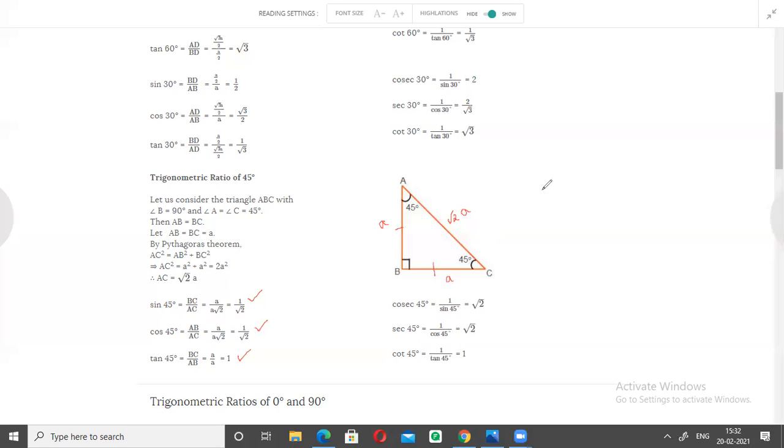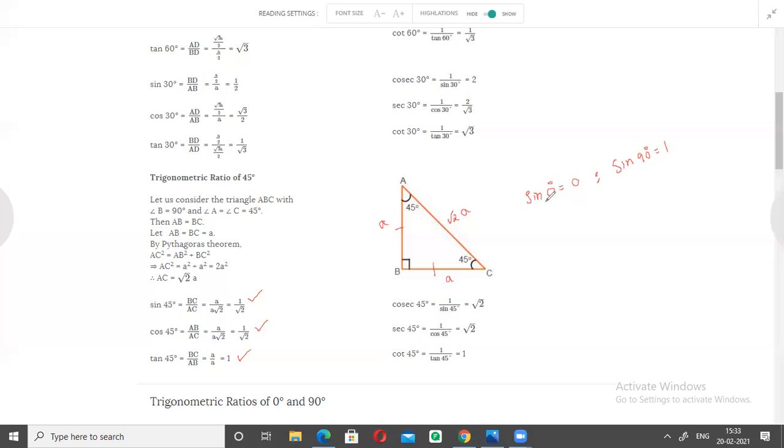Now, remaining 0 degree and 90 degree. Sine 0 degree is equal to 0 and sine 90 degree is equal to 1. We will not be able to construct any triangle using one of the angles as 0 degree and one of the acute angles as 90 degree, because already one angle is 90 degree. So there cannot be two angles with 90 degree in a triangle. So we will not be able to construct a triangle.